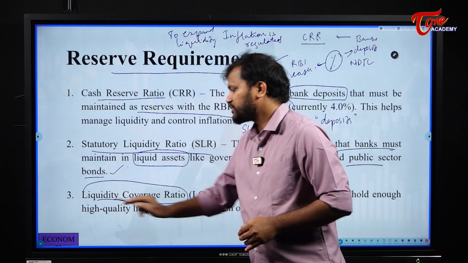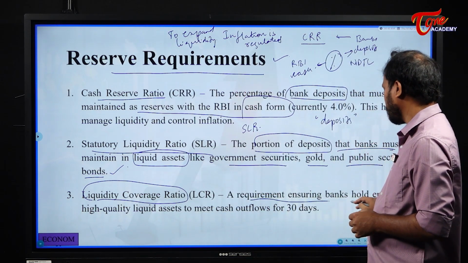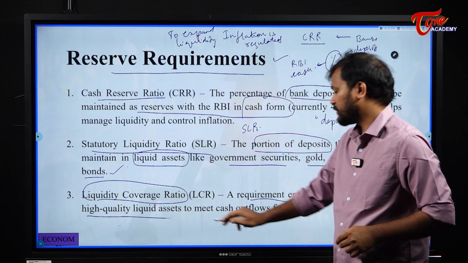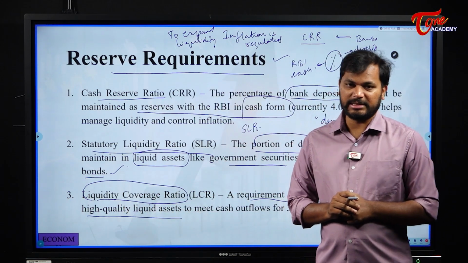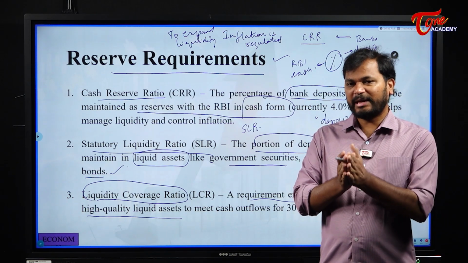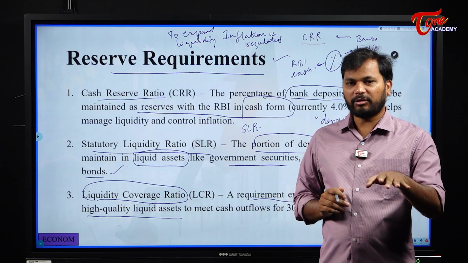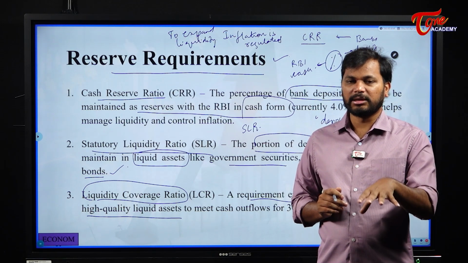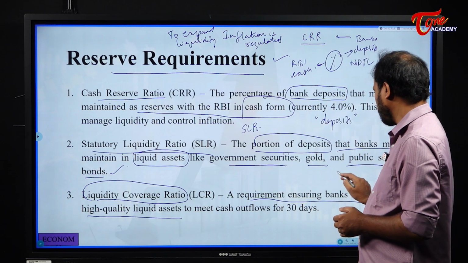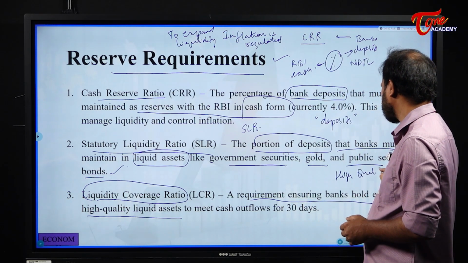Liquidity coverage ratio is nothing but a requirement ensuring banks hold enough high quality liquid assets. If the bank, for its maintenance for the next 30 days without putting itself at any risk, it needs to maintain certain assets in the form of high quality liquid assets.